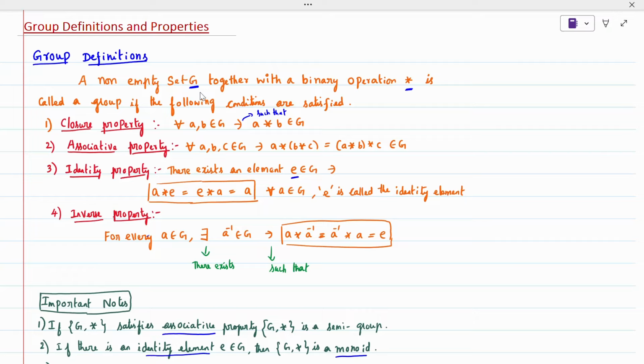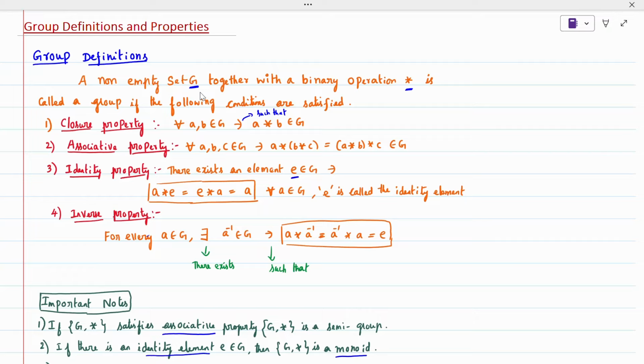Identity property. If there exists one more element E belonging to a group G such that A star E equals E star A equals A, the same answer, A, and that A should also be in the group G. Then only we can write it, where E is called the identity element.